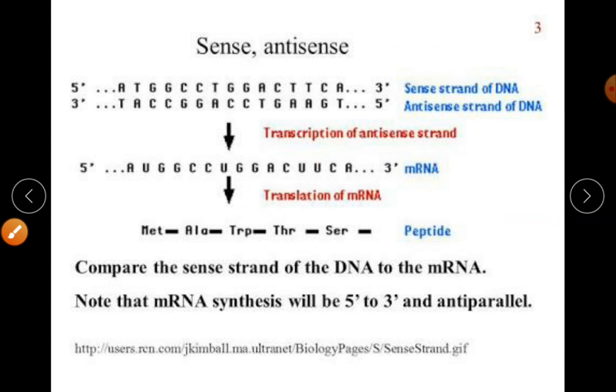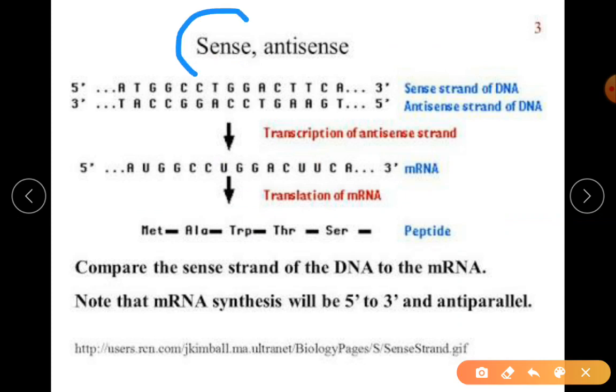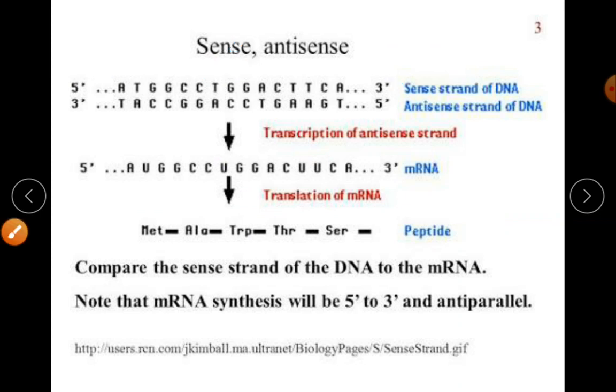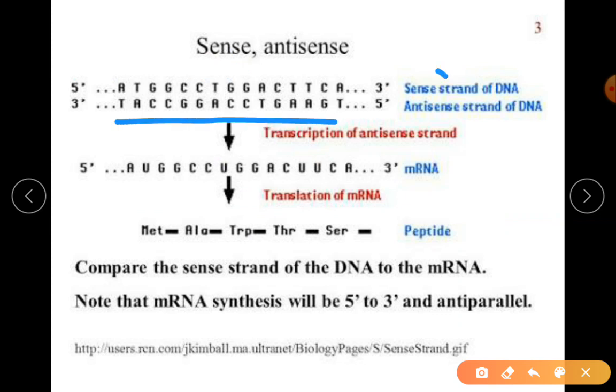The one which has the genetic information is called sense strand. Okay, the one which has the genetic information is called sense strand. The one which is having the complementary sequence, example I've shown here, 5' to 3' is sense strand, and complementary to your sense strand we call it as antisense. When I say antisense, it is complementary to sense. Okay.